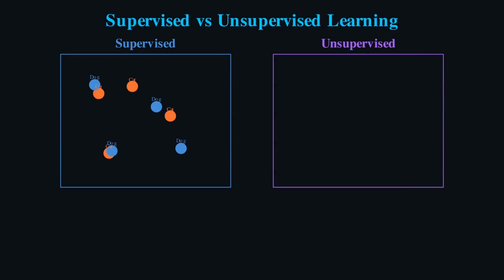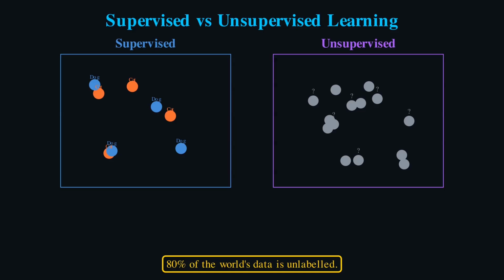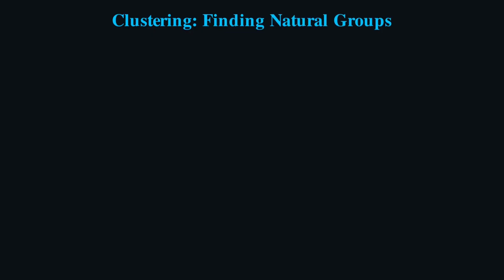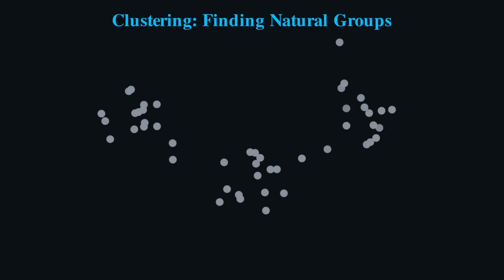In supervised learning, every example has a label: cat or dog, spam or not spam. The model learns from those correct answers, but labeling data is slow, expensive, and sometimes impossible. Think about medical records, sensor readings, or genetic sequences. Who labels all of that? Nobody. Around 80% of the world's data has no labels at all.